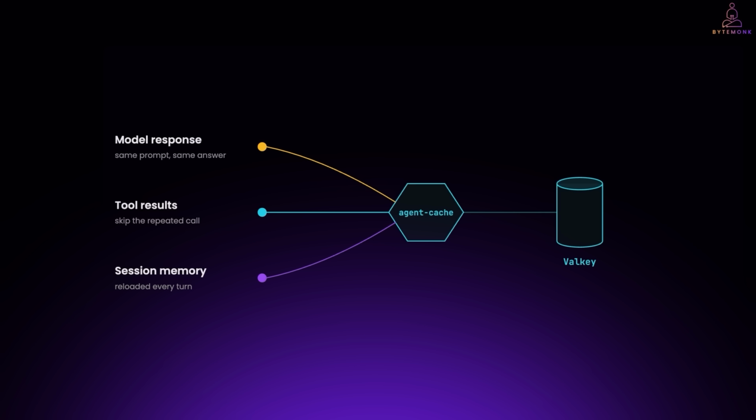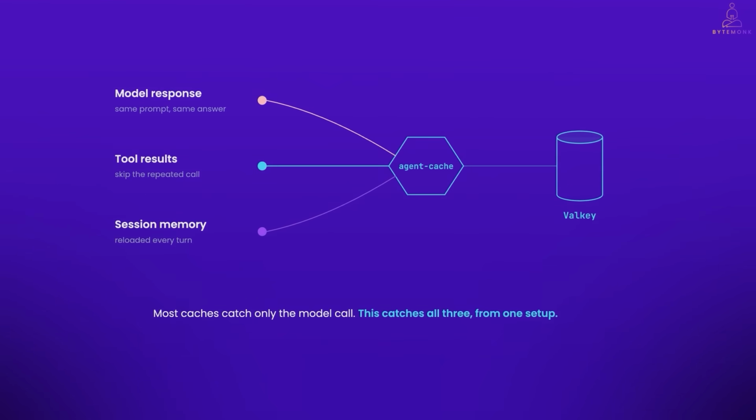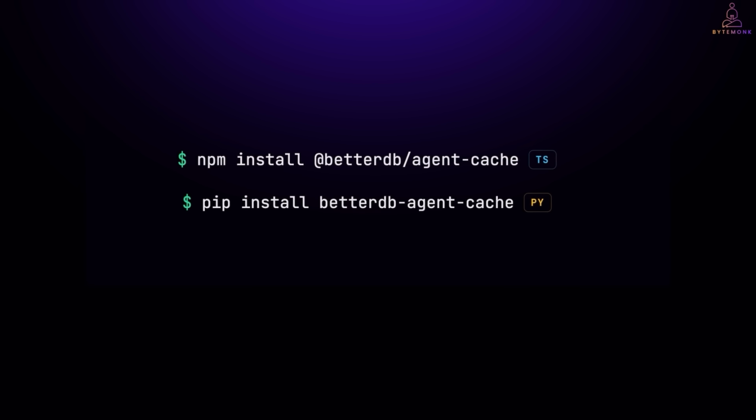Most setups only cover that first one, the model call. Agent Cache covers all three from a single setup. So you are not integrating three separate caches by hand. It works in both TypeScript and Python, and it drops into the frameworks you are probably already using, usually in a single line. You are not rewriting your agent. You are just wrapping the calls it already makes. It also tells you what it is actually saving you.